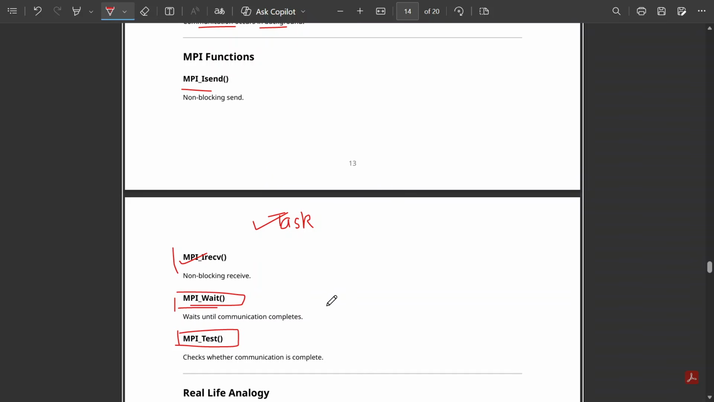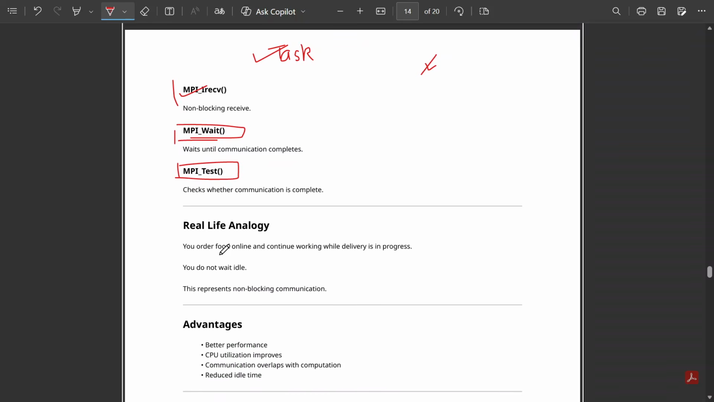which starts receiving the messages and continues executing other instructions while data arrives. Incoming messages will be received irrespective of any other process. Real life example: order online and continue working while delivery is in process. That means you do not get idle. You will complete your given task till the time your food arrives. This represents non-blocking communication.